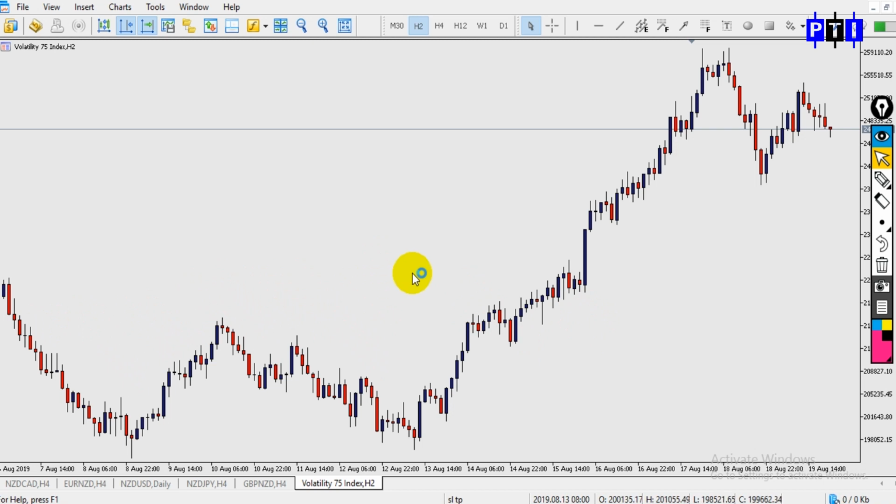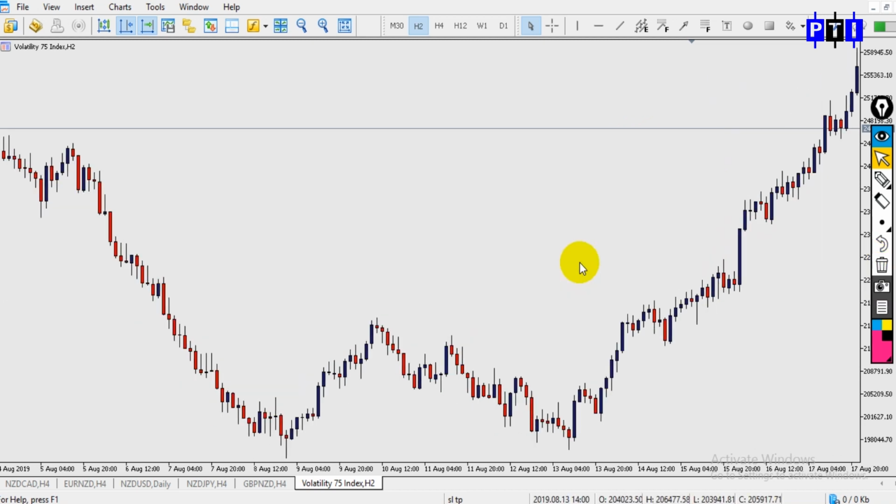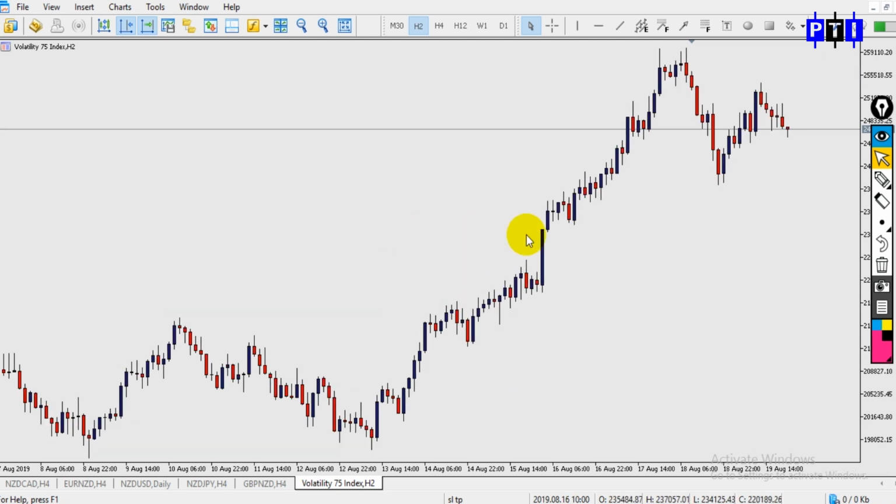So they take direction before even the market can change direction. But lagging indicators are trend indicators like MACD and moving averages. These are indicators that follow the market.